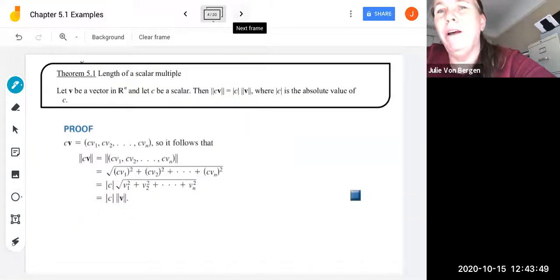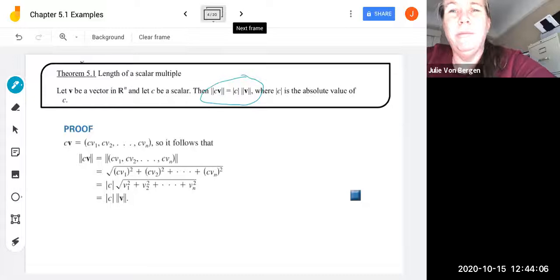So theorem 5.1 is all about the length of a scalar multiple. We're going to let v be a vector in Rn and c be a scalar. Then we're going to prove the norm of c times v is just the absolute value of c times the norm of v. So let's look at the proof.